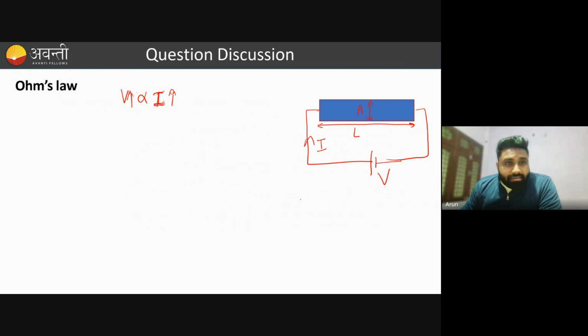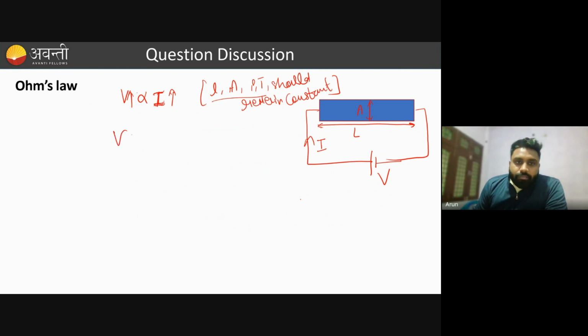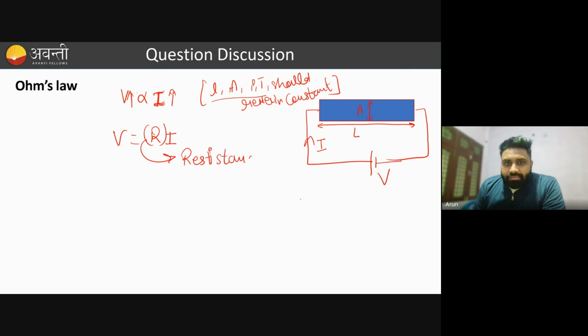But there is a condition for Ohm's law, that the length, area, pressure and temperature should remain constant. Which means these physical conditions or properties of a conductor should remain constant, then Ohm's law will be followed. And if you remove this proportionality sign, you will get a constant which is nothing but the resistance. This is called the resistance of the circuit.